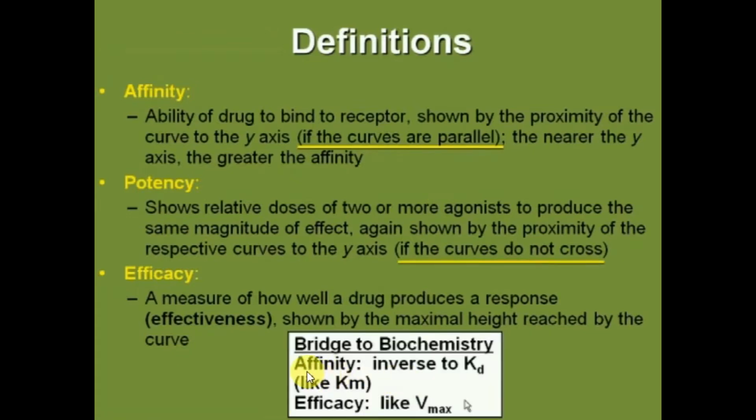We can also relate these terms with the biochemistry terms. In biochemistry, Kd denotes the concentration at which 50% of the drug binds to the receptors, so it is related with affinity. Km relates to enzymatic activity, and efficacy can be related with V maximum.